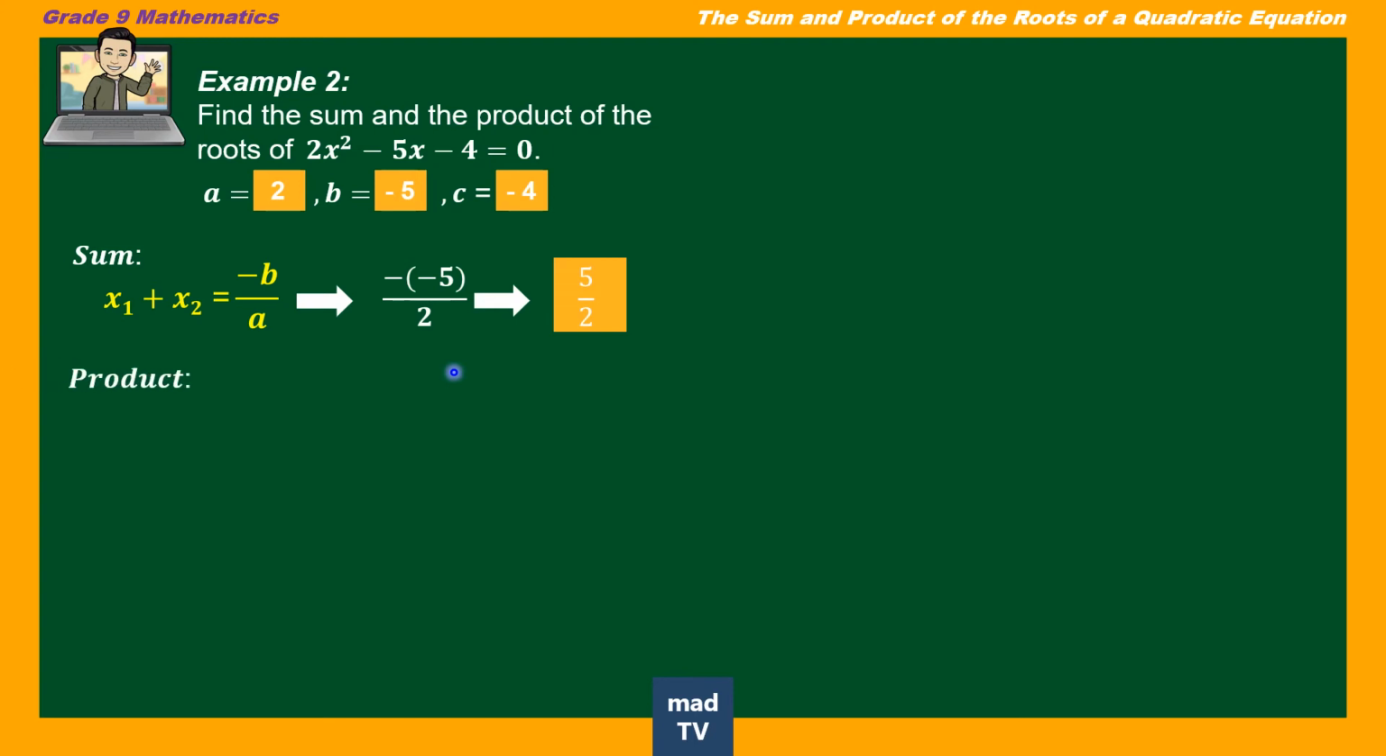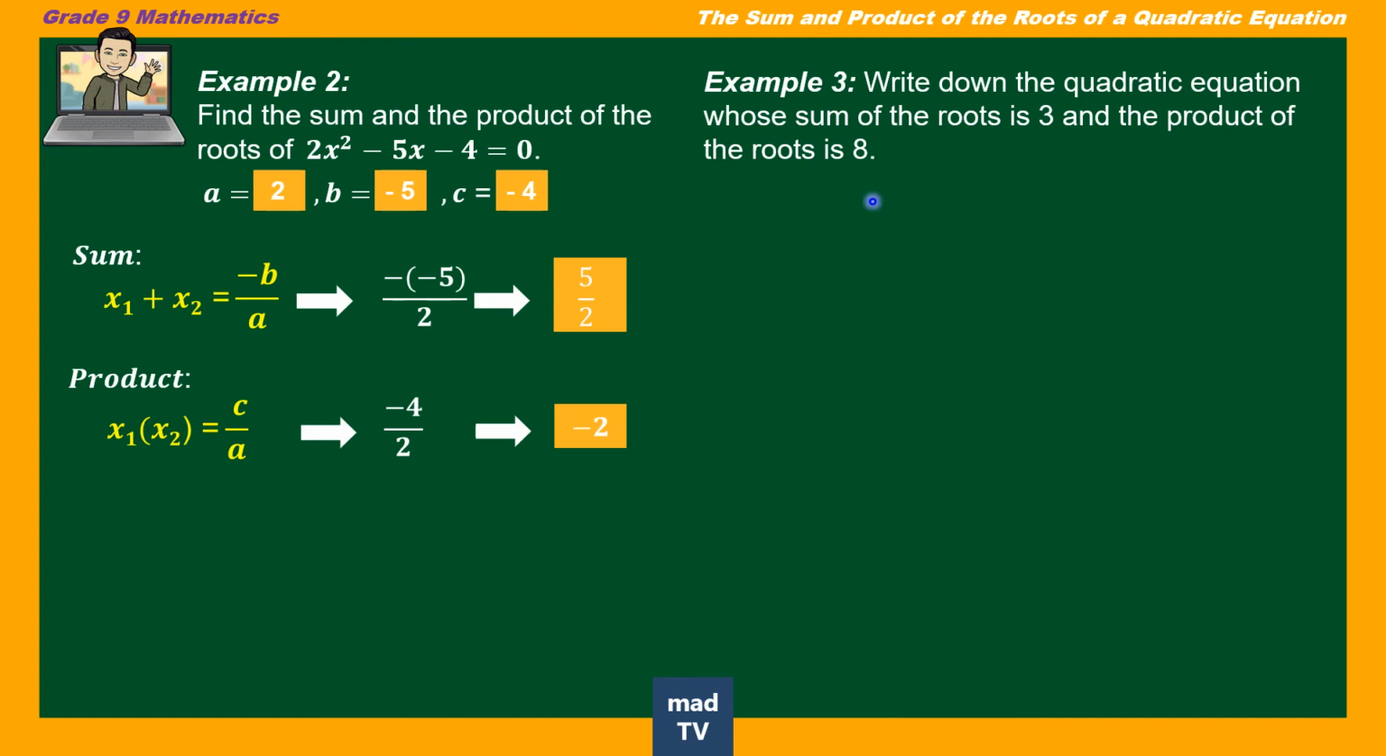Next, product. Bumultiply natin. But using the formula, c divided by a. What is c? Negative 4. Okay? What is a? 2 again. Okay? So, negative 4 divided by 2 is negative 2. So, madali, di ba? So, next example.